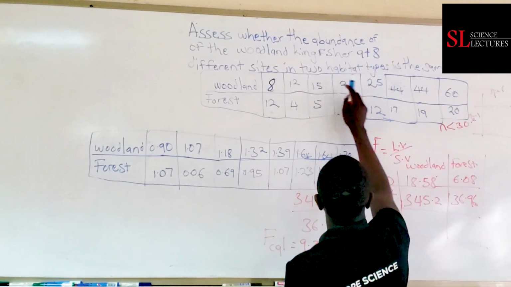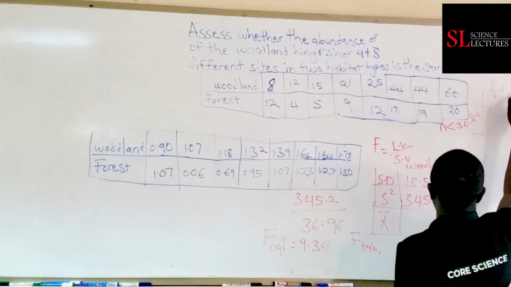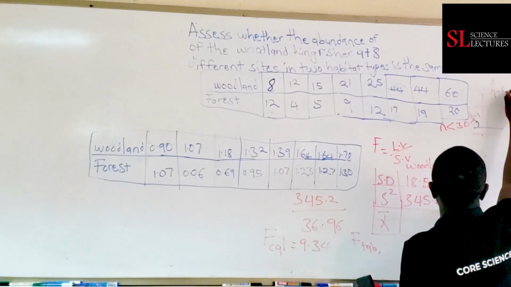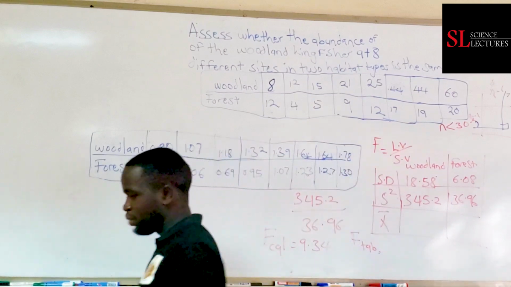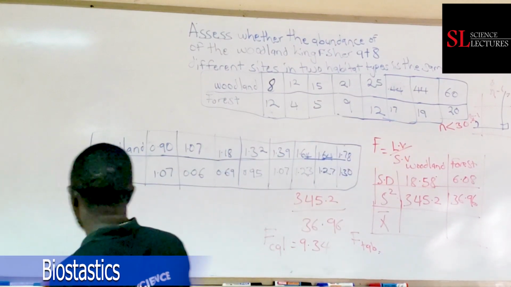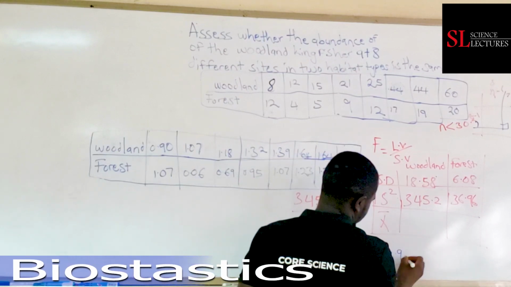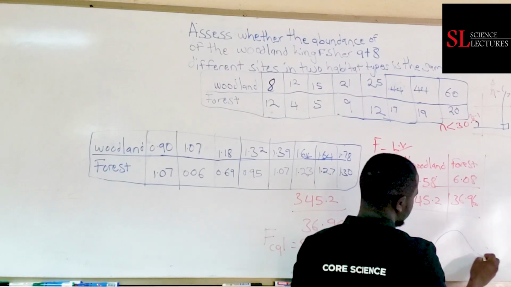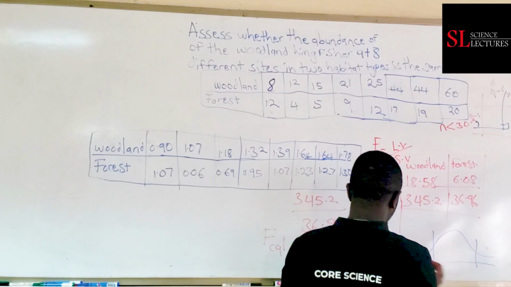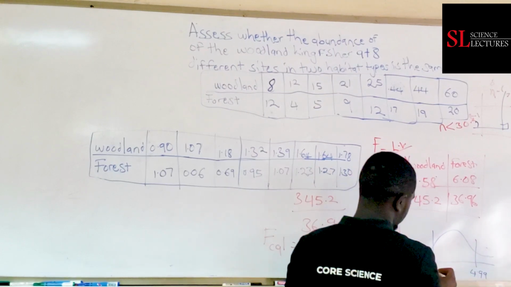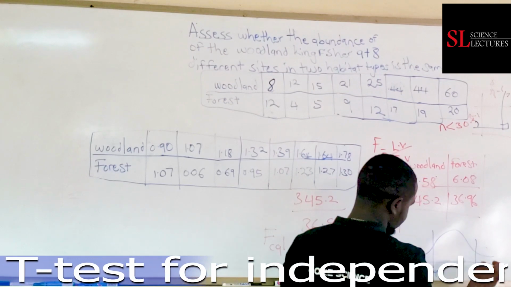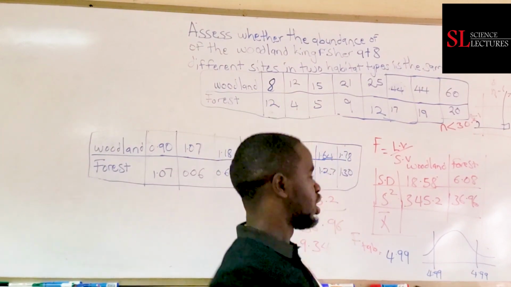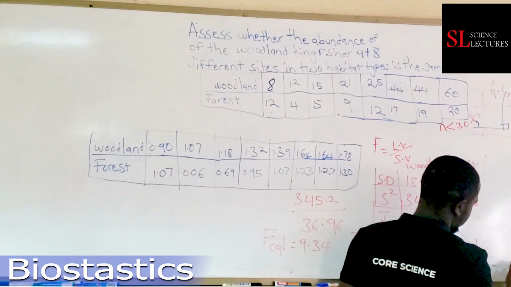So this is 1, 2, 3, 4, 5, 6, 7, 8. 8 minus 1 giving us 7. This side also has 7. Where 7 and 7 meet is the value that I read off from my tables here. My F tab is 4.99. Still, we said if in case you're not sure whether to reject the null hypothesis or not, you draw a distribution curve. My critical value is 4.99. I read off the F value from appendix 8, the F distribution table. So I have 9.34, which is around this side.